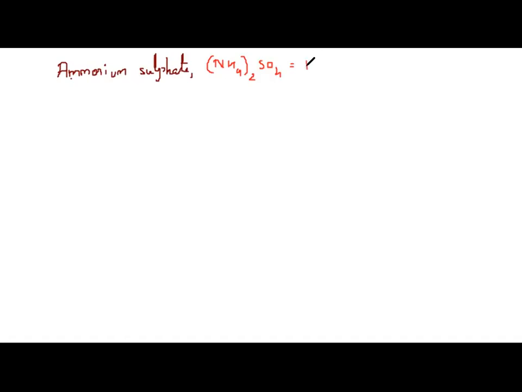So here I can write nitrogen 14 into 2, plus 4, I'm sorry: 14 plus 4, into 2, plus 32 plus 16 into 4. If you calculate, this is the molecular mass of ammonium sulfate. Percentage of nitrogen: there are 2 nitrogen atoms, therefore 14 twos are 28, divided by the molecular mass you get, into 100. You will get the percentage.